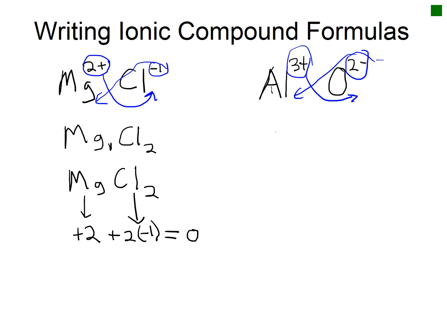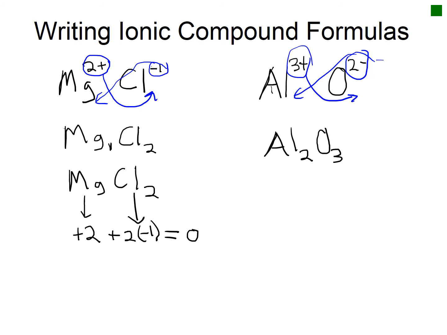And then when we come over here, we'd see the Al would have a 2 written behind it, again without the charge. O here would have the 3 written behind it. And we can see that this is simplified. There are no 1s. We can't reduce down any.